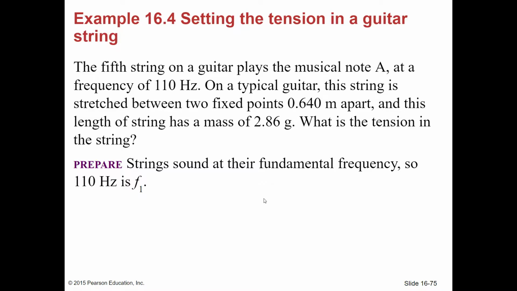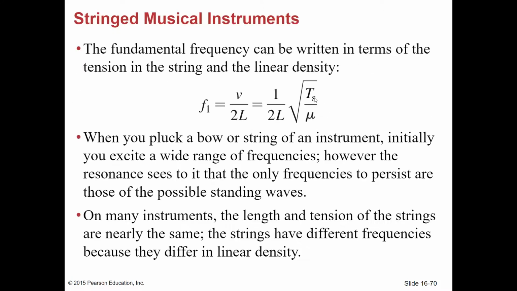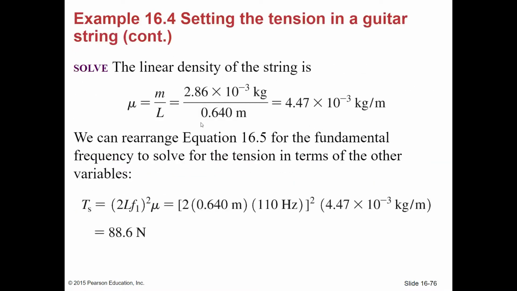The fifth string on a guitar plays the musical note A, with a frequency of 110 hertz. On a typical guitar, this string is stretched between two fixed points, and this length of string has a mass right here. What is the tension? So it looks like we're going to be using this equation because there's tension right here. They gave us mass and length, which means we're probably going to be using linear density, so mass divided by the length of the string. In case you didn't know, mass divided by length equals the linear density. That's 4.47 times 10 to the negative third kilograms per meter.